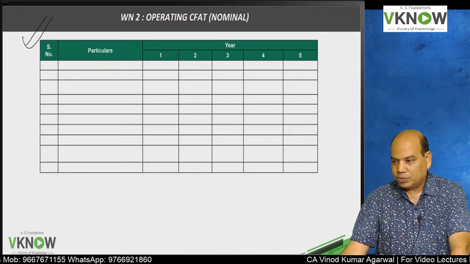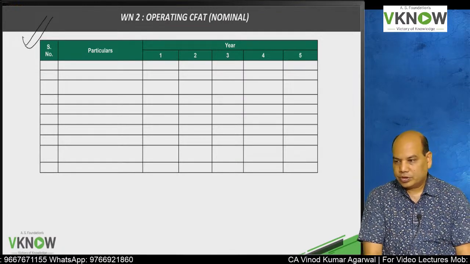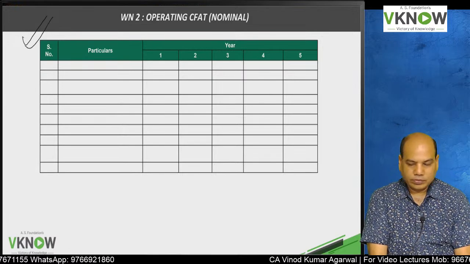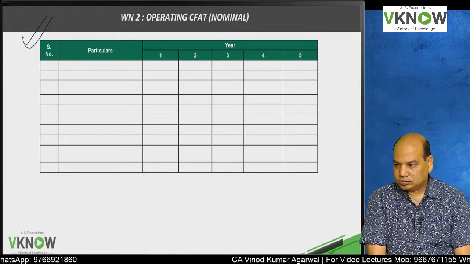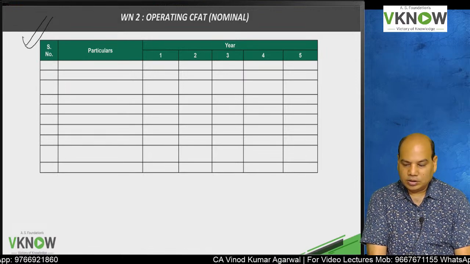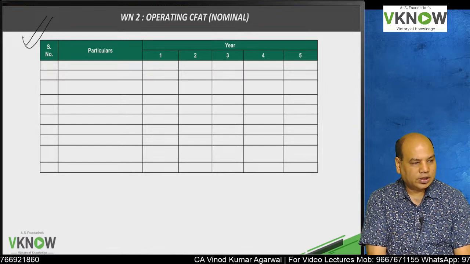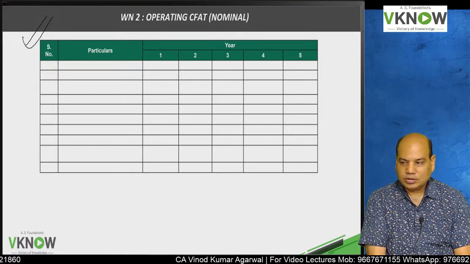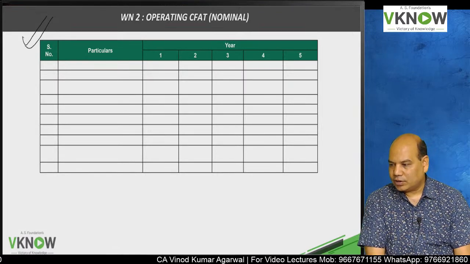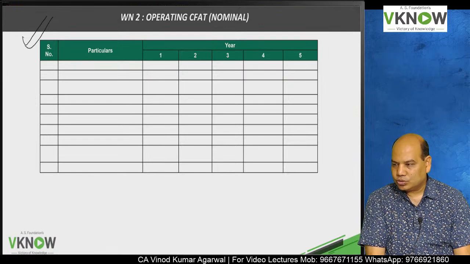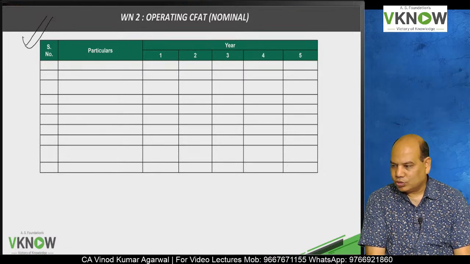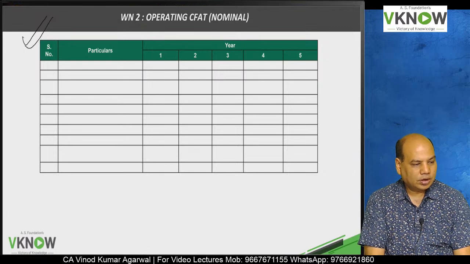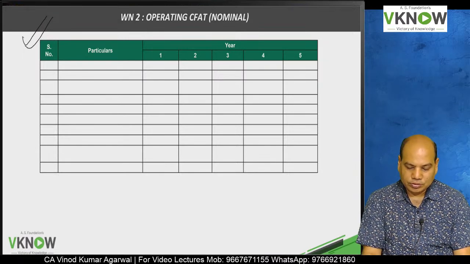Now the next important working note two is operating CFAT. Operating CFAT nominal, year under year, please write 1, 2, 3, 4, 5. If you have scale pencil, draw lines. About 10 to 12 lines you can draw. If you don't have scale, ignore.